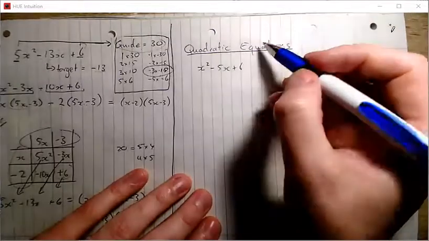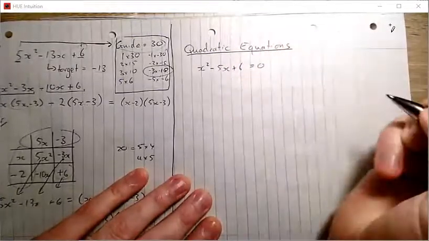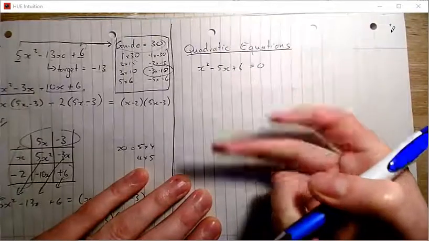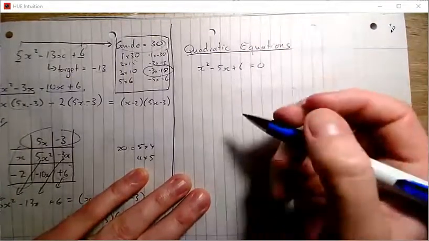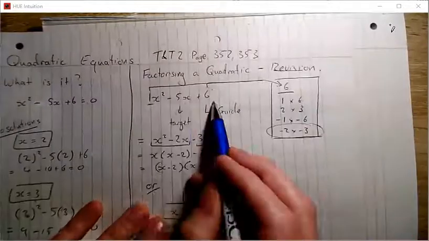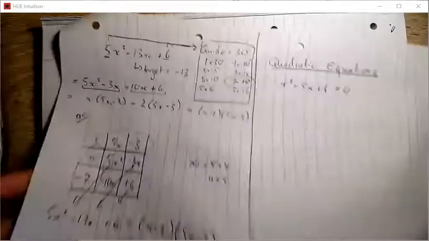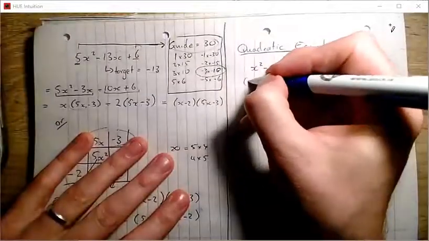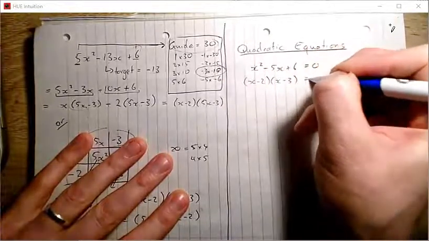Okay, so coming back to quadratic equations, that's when you have this equals 0 and you want to solve it. You want to find the two values of x that satisfy this. And as we said, we know they're 2 and 3 already. But looking back over here, we've already factorized that expression. Okay, it's x minus 2 times x minus 3. So let's write that down here. x minus 2 multiplied by x minus 3 equals 0.